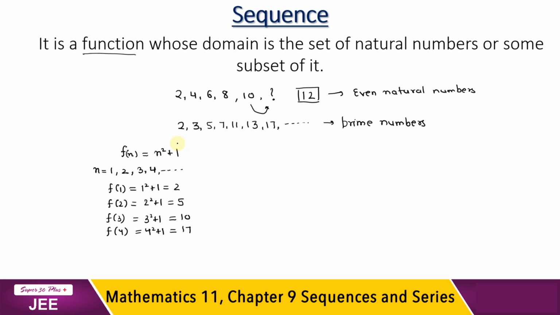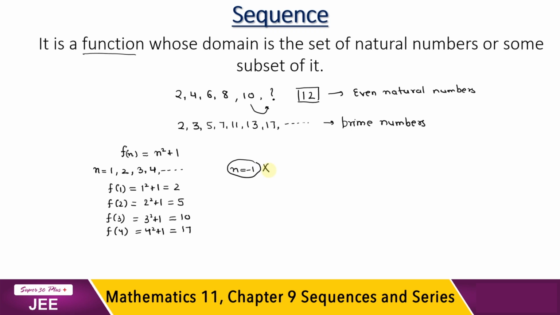Alright, but here I cannot put the value of n equals minus 1. Now this is not permissible. Why? Because there is no such term called the minus 1th term. The term can be first, second, third, fourth and so on, but there is no such term called the minus 1th term or half term or 0th term.